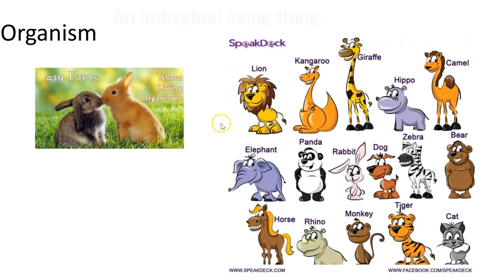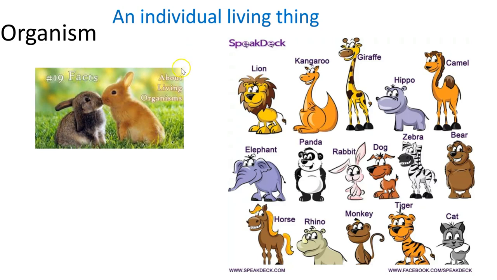Okay, so an organism. It's just an individual living thing. So we have, of course, two organisms, two different rabbits here. Okay, but the rabbits, of course, are the same species. Every single one of these is a different species that you see here, but it's also showing one organism from each one of these species.